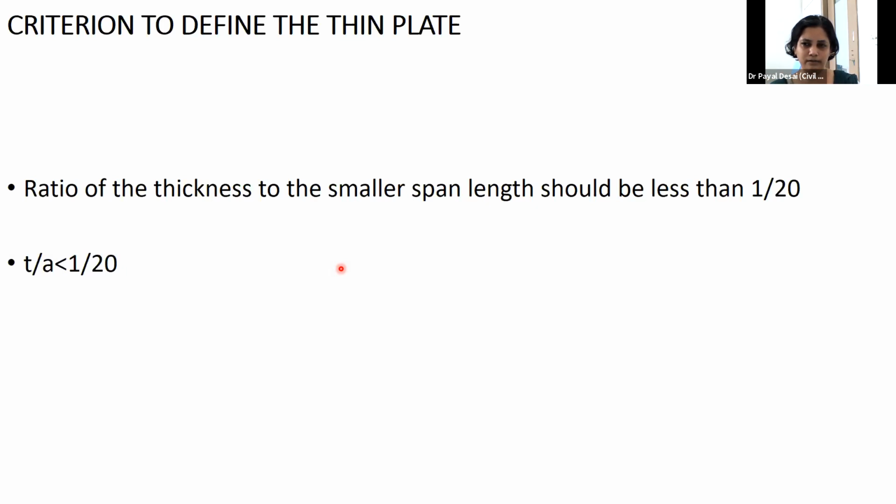And if the ratio is greater than 1/20, that is 0.05, if you decrease your span as compared to thickness, or you increase the depth as compared to the span, then you are likely to get a deeper plate, and then a different theory is applied, which is called thick plate theory.